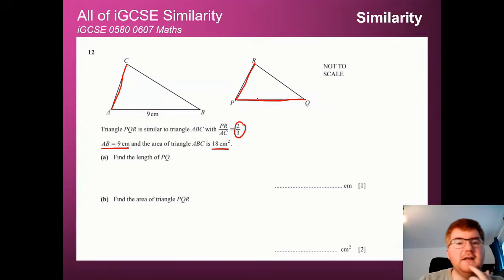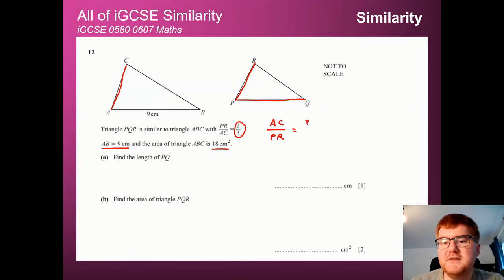Okay, now generally when I do a scale factor, I go from big to small. Notice I've gone from small to big. So if I did AC divided by PR, notice that would be the fraction flipped. So that would be 3 over 2. I try and keep consistent with my methods here. It makes the next part a bit easier. So we want to find the length of PQ.